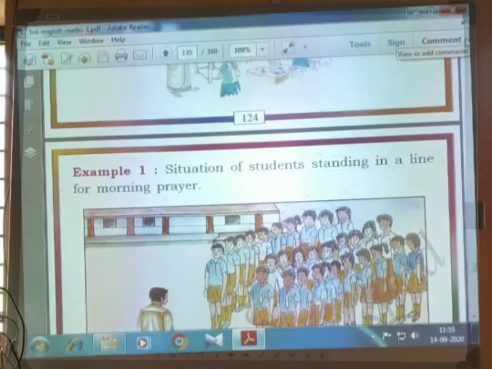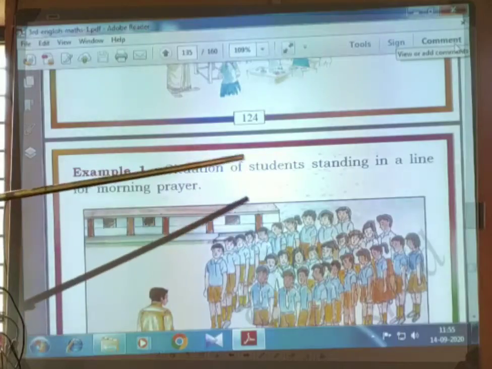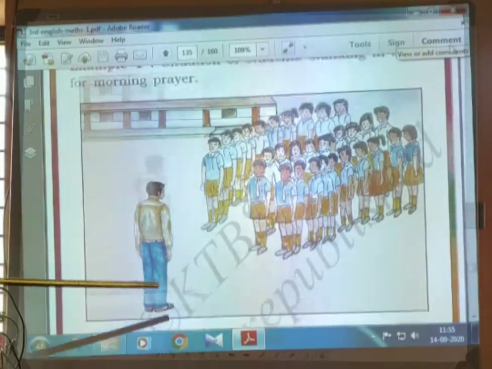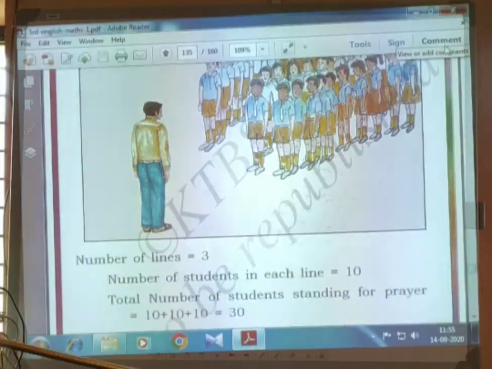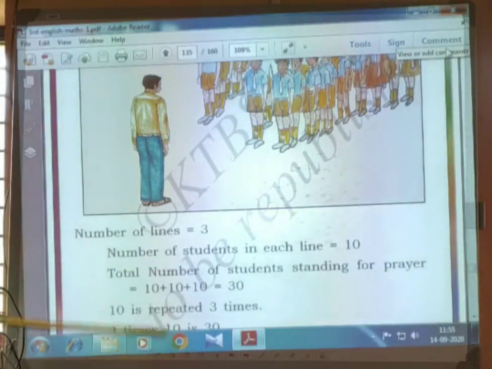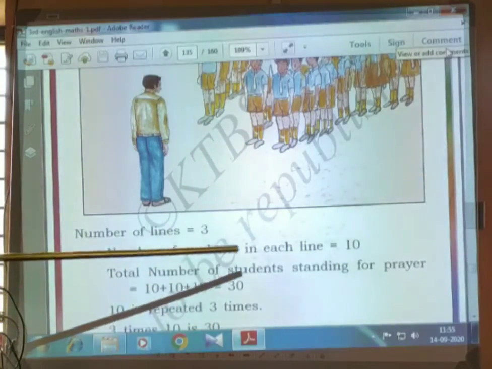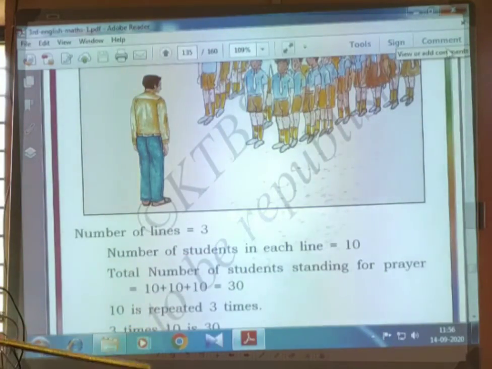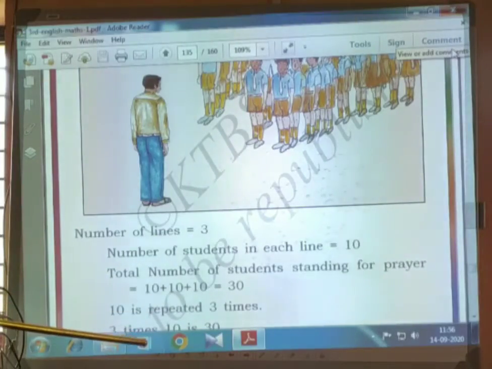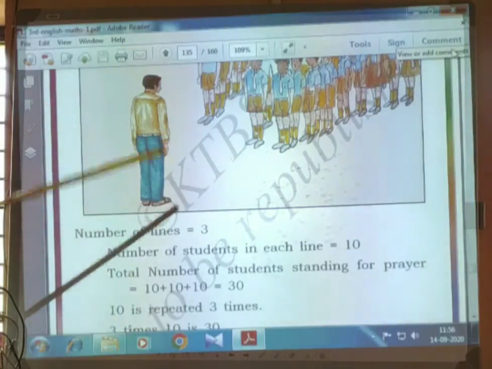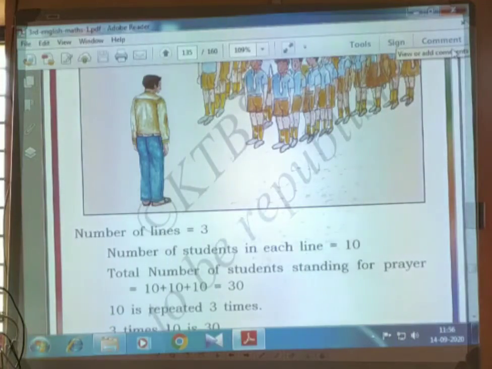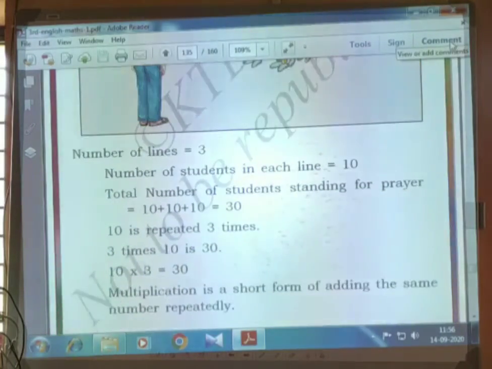For example, the situation of students standing in a line for morning prayer. You also stand like this only, no? In your school morning prayer. Number of lines 3. Number of students in each line 10. Then total number of students standing for prayer, 10 plus 10 plus 10 is equal to 30. Then 10 is how many times repeated or added? 3 times. Means 10 into 3 is equal to 30.